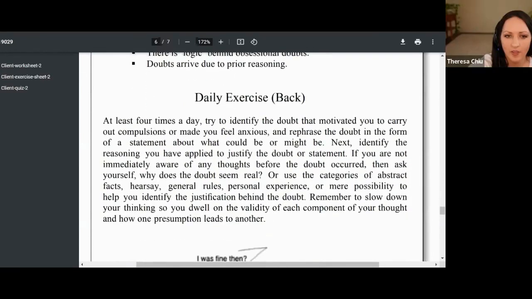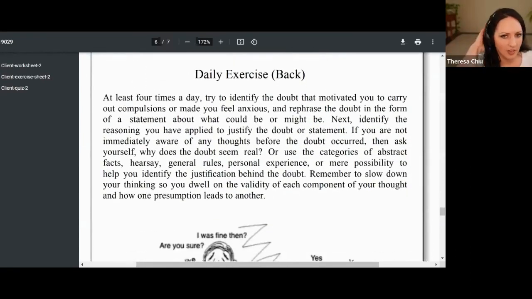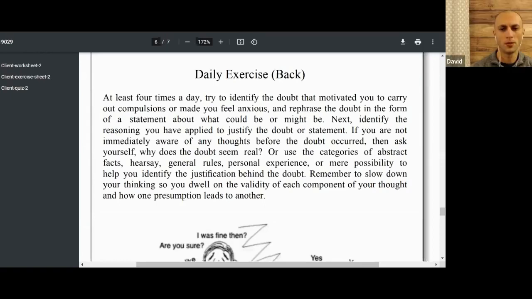So at least 4 times a day, you can try to identify the doubt that motivated you to carry out your compulsions. This is kind of like what you did in the first week. And then you're going to notice what are the citations that your doubt is using now. These are the citations, the references, the footnotes. That'll be interesting. I'll try to just take a step back and look at it.